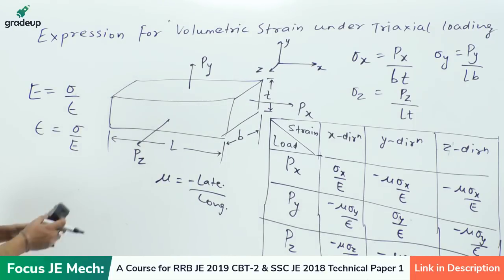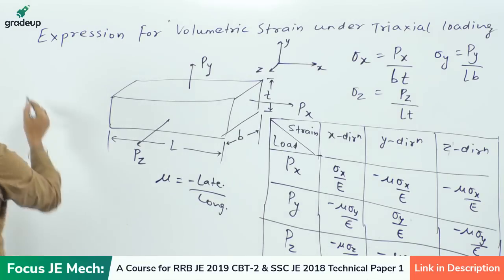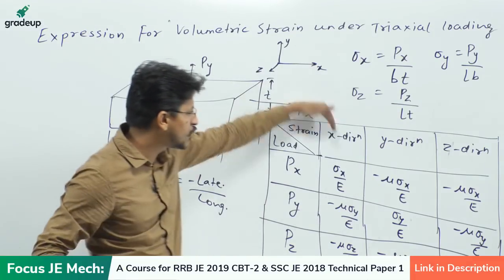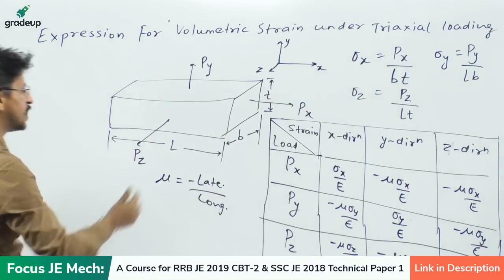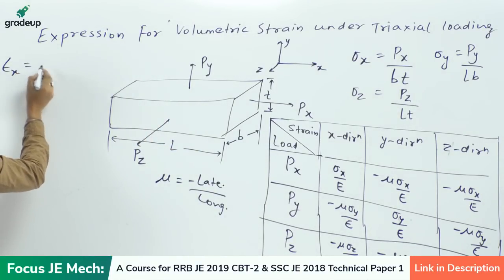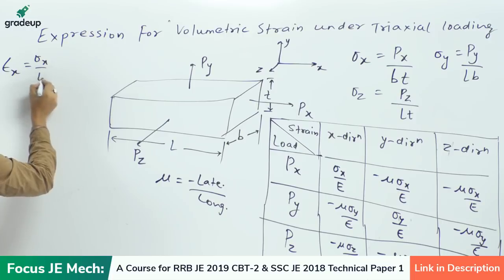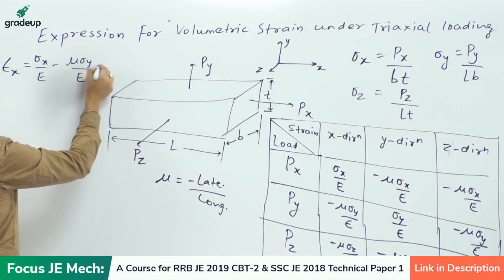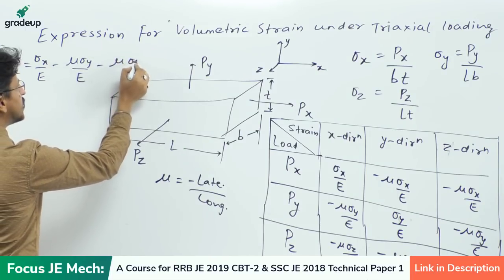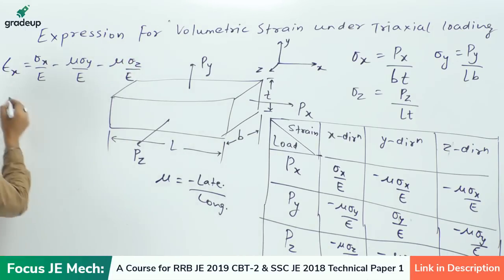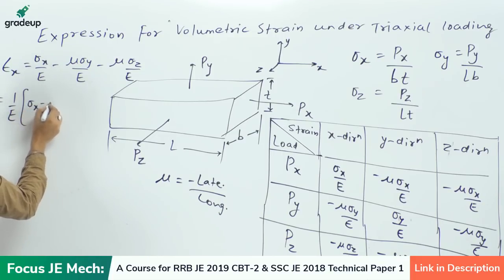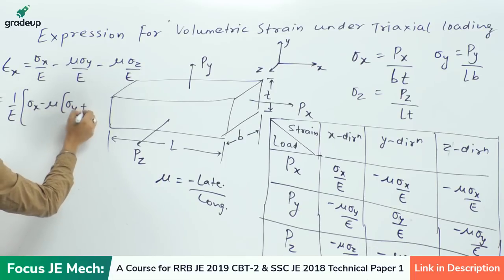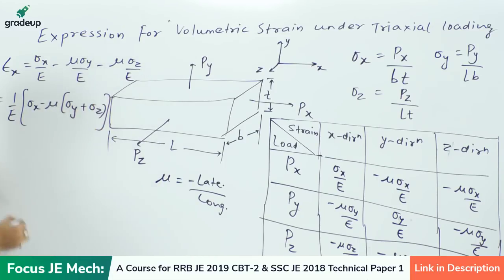Okay, so now if we see the directions of x, what are the total strains in the direction of x? That is, epsilon x is given by sigma x by E minus mu sigma y by E minus mu sigma z by E. Clear? If we take 1 by E common, we will have sigma x minus mu times sigma y plus sigma z. Clear? This is epsilon x.